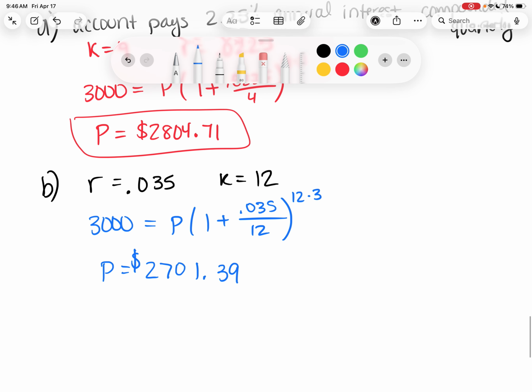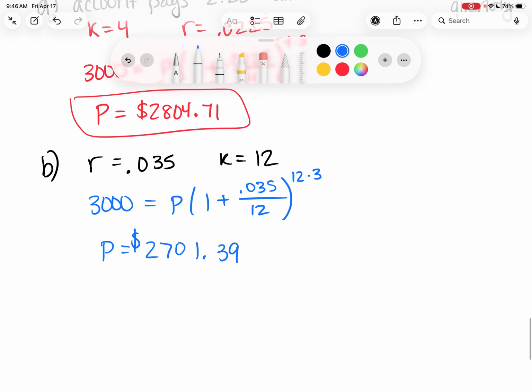Do we get this one? Yes. All right, the last one is the account pays 4% annual interest. So R equals 0.04. And then it says it's compounded yearly, so K equals 1.